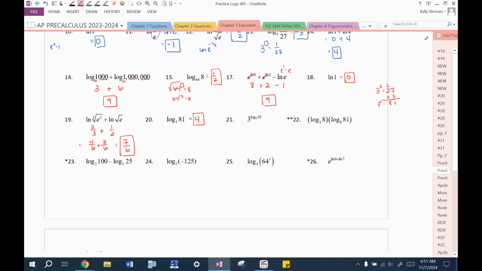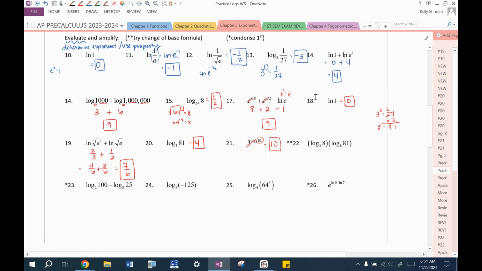Okay, for the next one, this is just a property. The 3 to the log base 3 of 10 is just 10. Okay, now what about this one? Because you can't say 3 to what power is 8. That's not a nice number that we can do without a calculator. And same thing here. So that's where my stars come back into play.